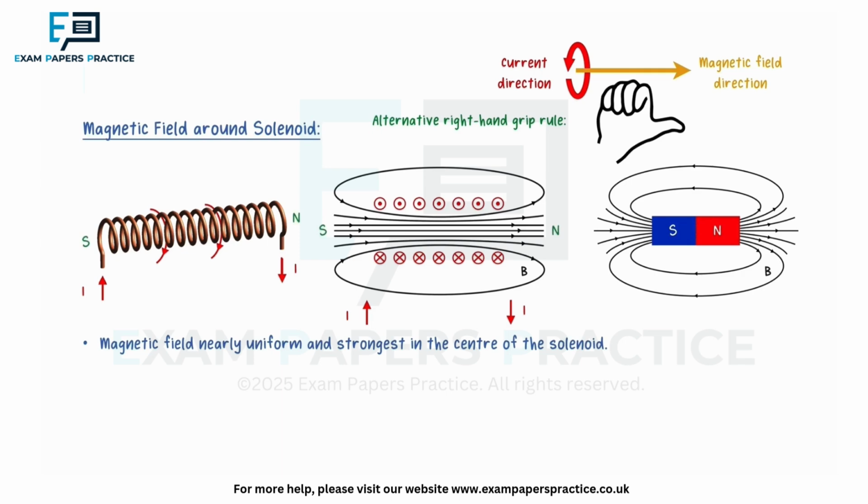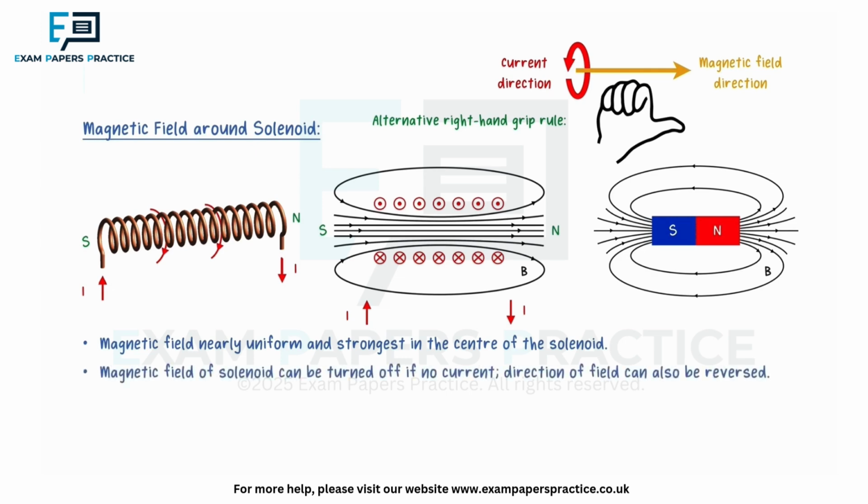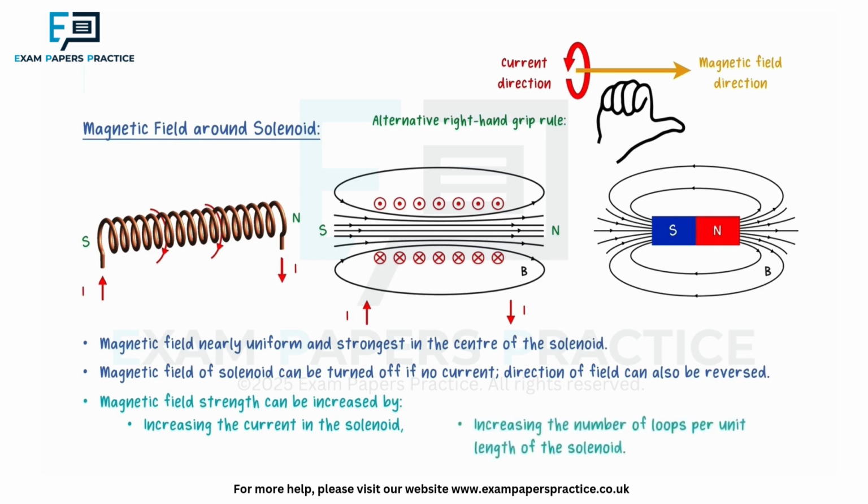However, unlike a magnet, the magnetic field of a solenoid can be turned off if there is no current, or reversed if we change the direction of the current. In addition, the magnetic field strength around a solenoid can be increased by increasing the current in the solenoid, and by increasing the number of loops per unit length of the solenoid.